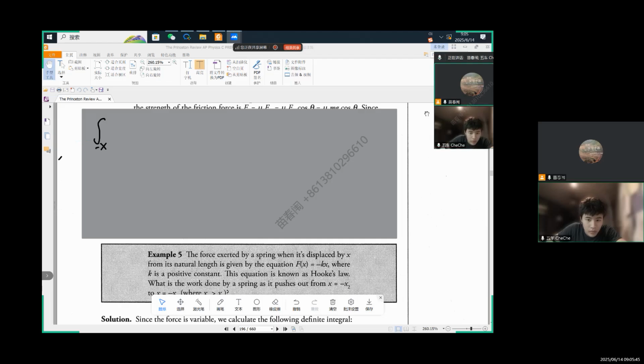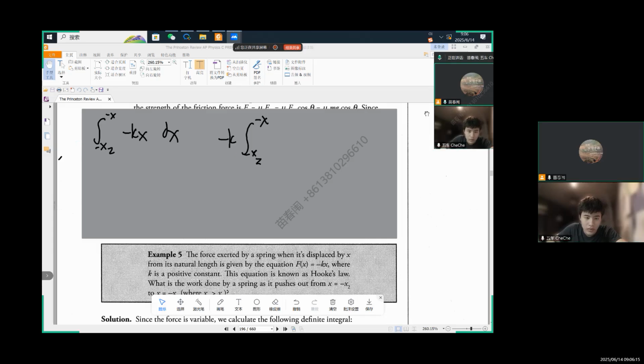x minus 2 minus x dx. Yeah. So take the constant out. Yep. Why do they put negatives here?